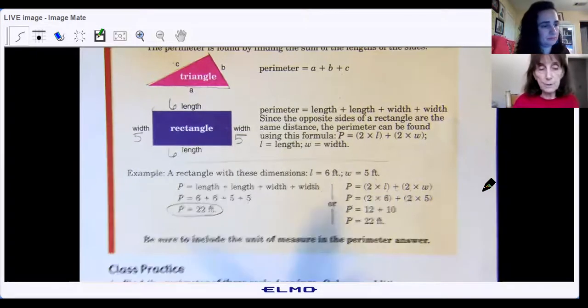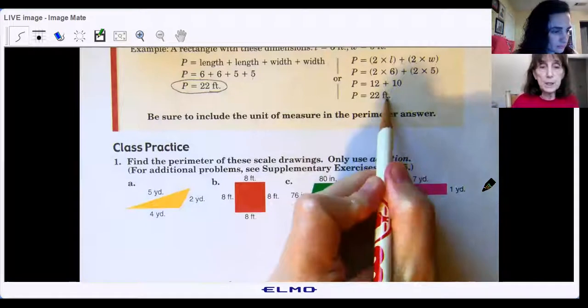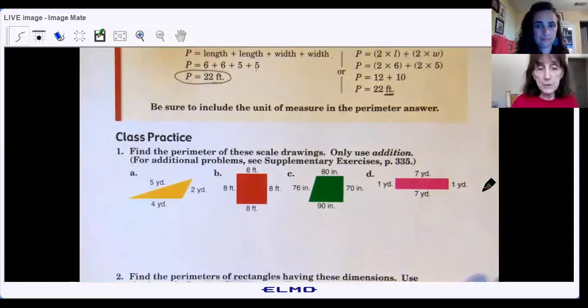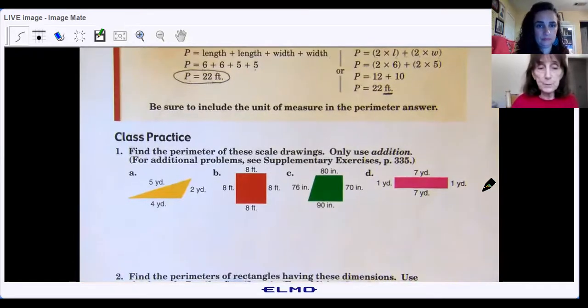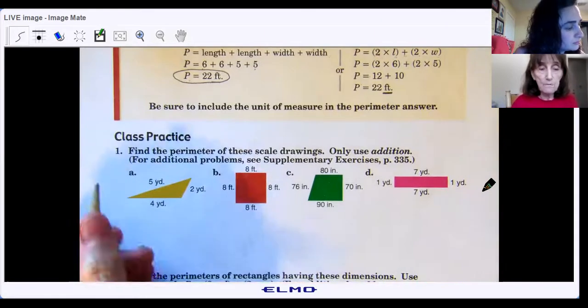All right, so be sure to include the unit of measure in your perimeter answer. 22 feet. This is what they're looking for, feet. You have to have that. That's your label. All right, find the perimeter of the scale drawings. Only use addition. All right, so we have 5 yards.